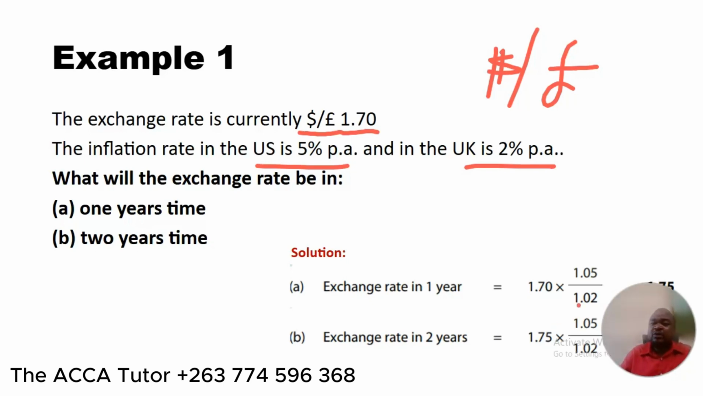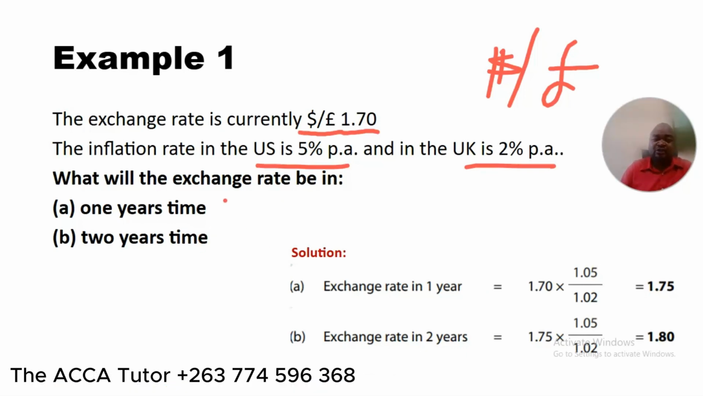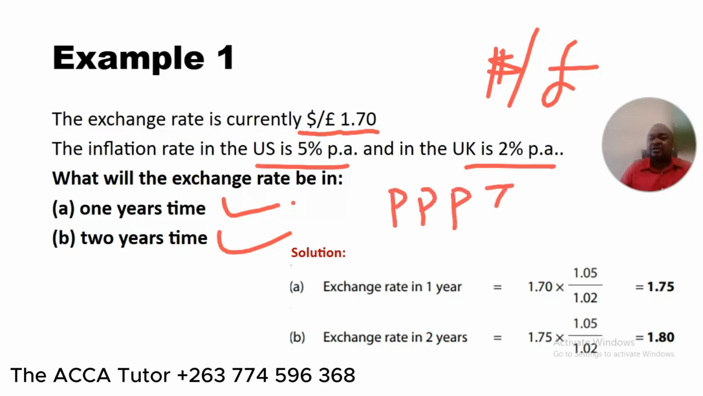The question wants us to forecast the exchange rate in 1 year's time and in 2 years' time. This is a typical exam question. So which formula are we going to use? If we are given this information, we are going to use the PPP, the purchasing power parity theory. That's what we're going to use.